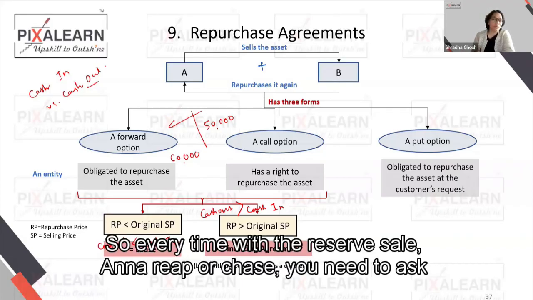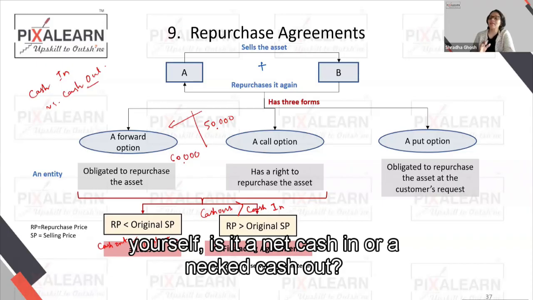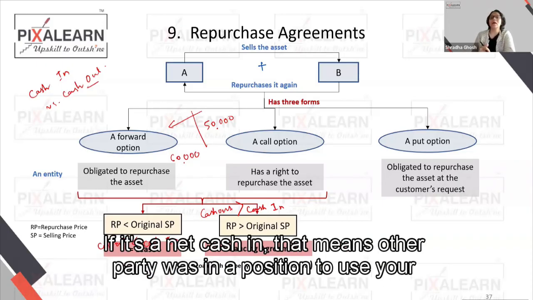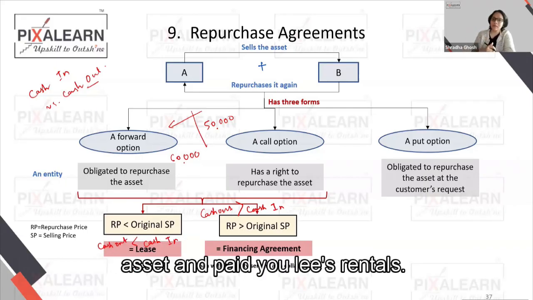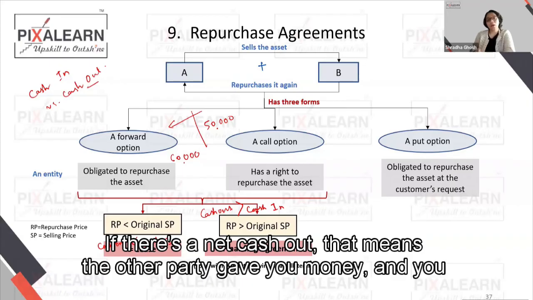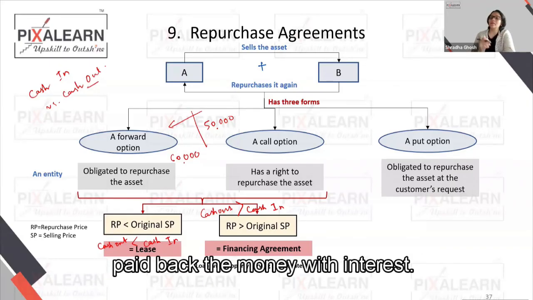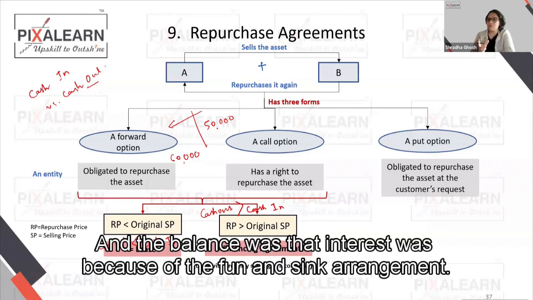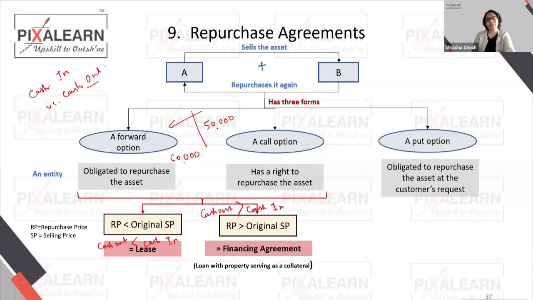So every time there is a sale and a repurchase, you need to ask yourself, is it a net cash in or a net cash out? If it's a net cash in, that means the other party was in a position to use your asset and paid you lease rentals. If there's a net cash out, that means the other party gave you money and you paid back the money with interest, and the balance was that interest because of the financing arrangement.